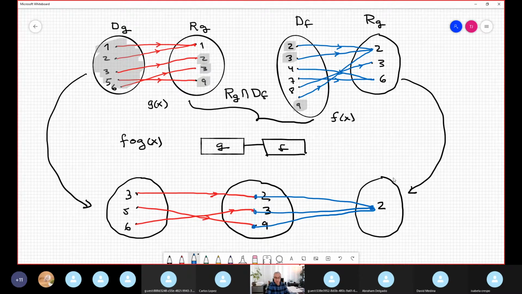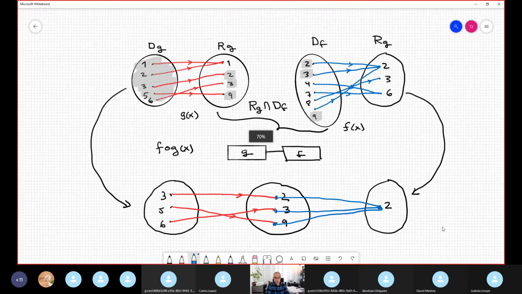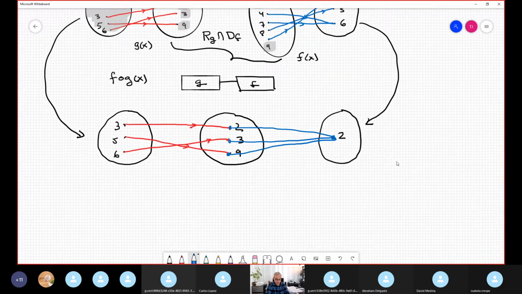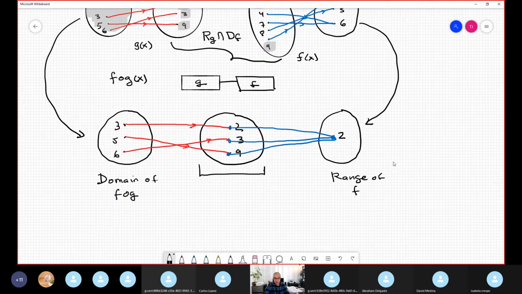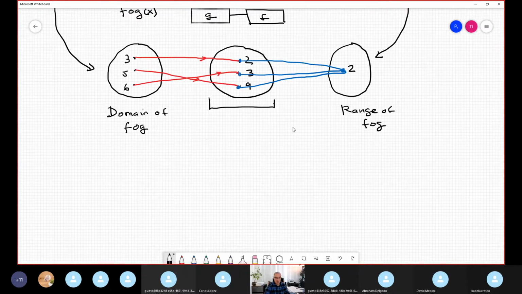In conclusion, if you want to determine domain and range, it is not necessary to write this intermediate stage. This is the domain of F composition G, and this is the range of F composition G. In other words, in one easy word, you copy only 2 sets, this and this.